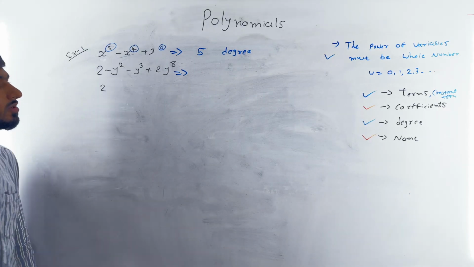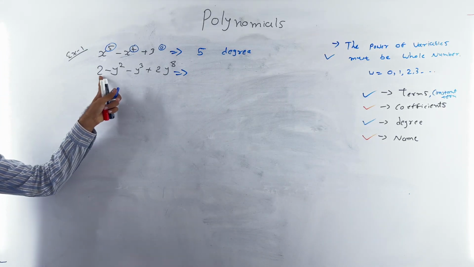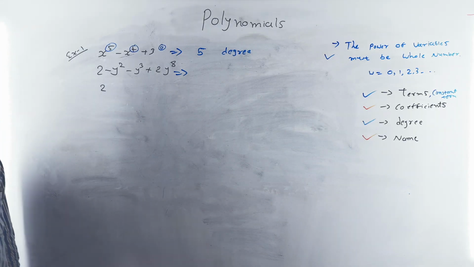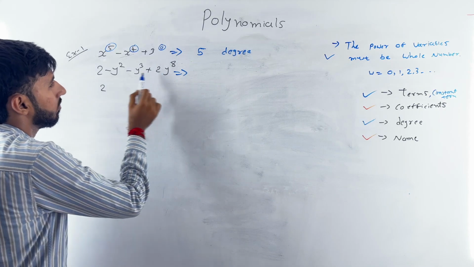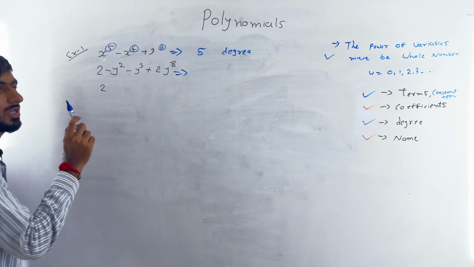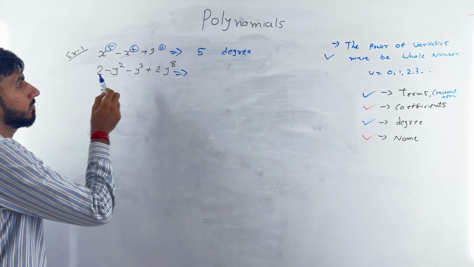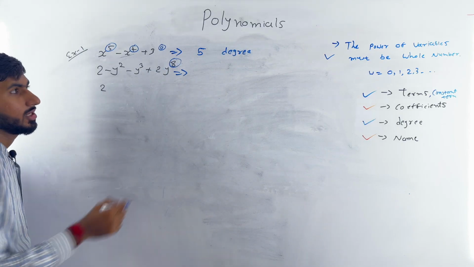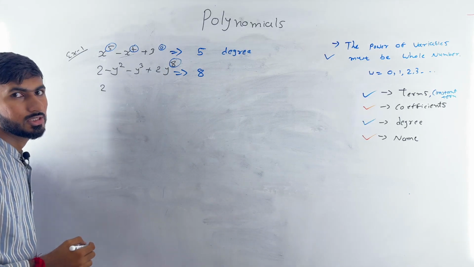Now second one, here I have 2 minus y square minus y cube plus 2y power 8. What will be the degree of this? Maximum power of variable y. Here I have y as a variable, right? So we don't have to worry about anything. Maximum power of y is simply 8. So let me write 8 here as a degree.